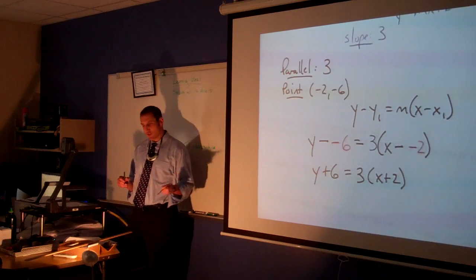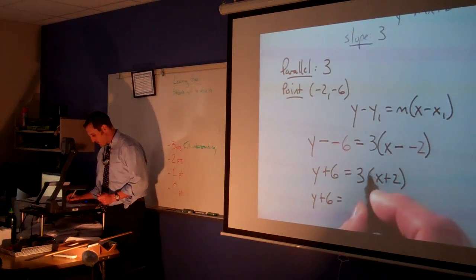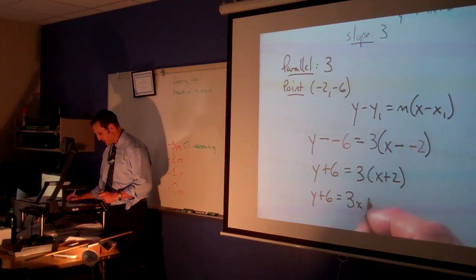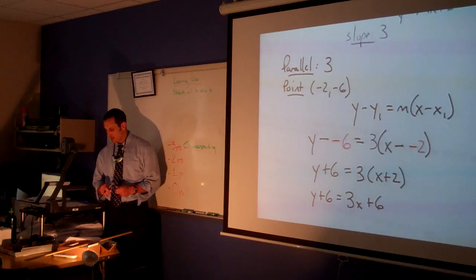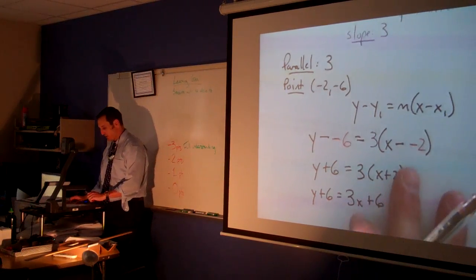So now we're able to use the distributive property. 3 times x is 3x. 3 times 2 is positive 6. So all we have to do now is to solve for y.